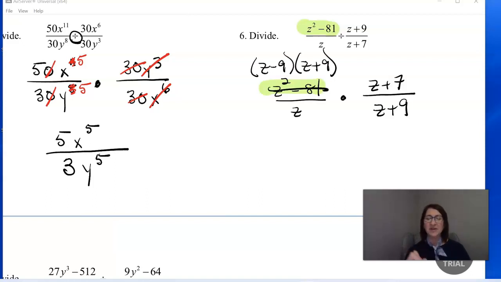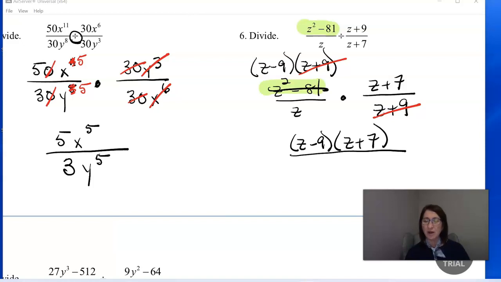All right, so now that everything is factored, we can go ahead and reduce. The z plus 9s, we can reduce those. And so then we're left with z minus 9, z plus 7, all of that over that lovely z. We do not multiply our numerators. We can keep that in factored form. It's just fine.